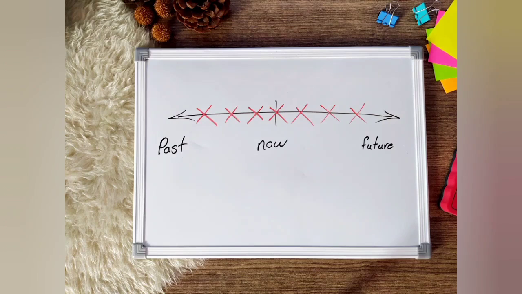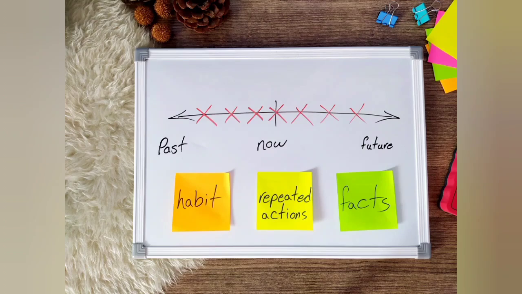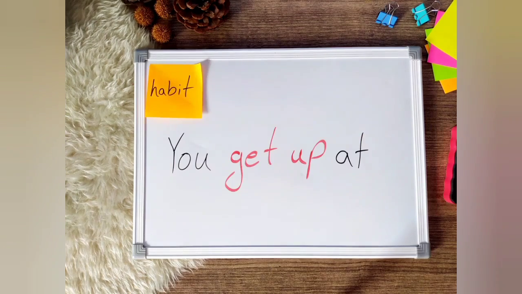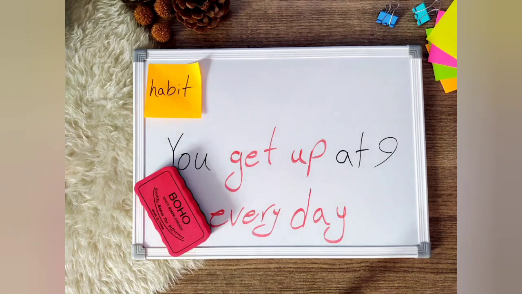The simple present tense shows events or situations that exist always, usually, or habitually, which means you can use simple present to talk about habits and repeated actions and facts. For example, you get up at 9 o'clock every day. So, it's a regular habit and you do it every single day.